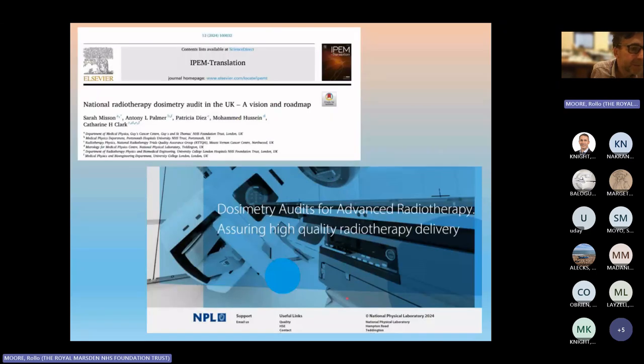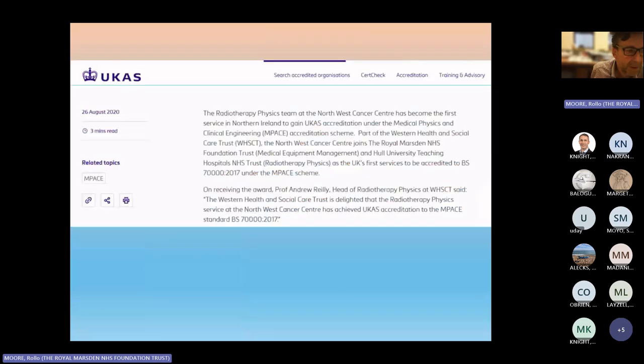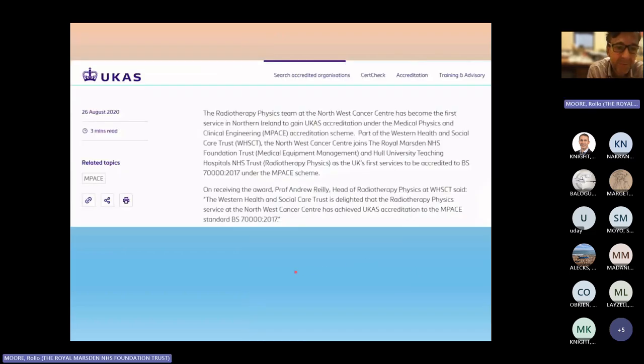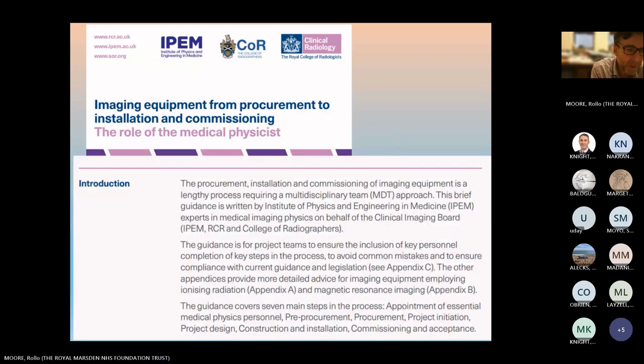Right, I'm going to move swiftly on about the national group of dosimetry audits that in radiotherapy we get involved with, auditing and visiting each other. And MPACE, I had been involved with the first centre at Hull, and I would pause to say that the collaborative and cooperative team within medical physics itself is key to our good and safe continuation.